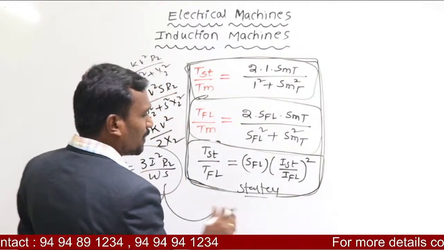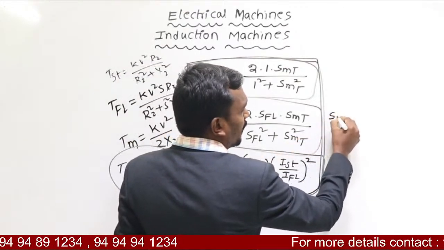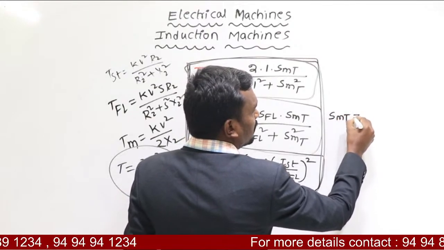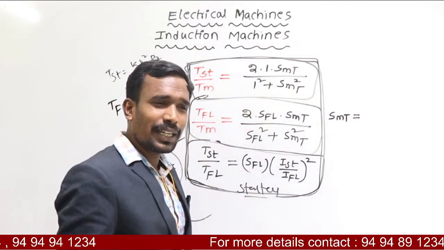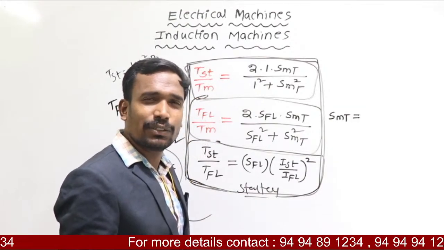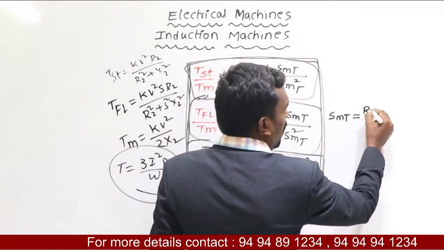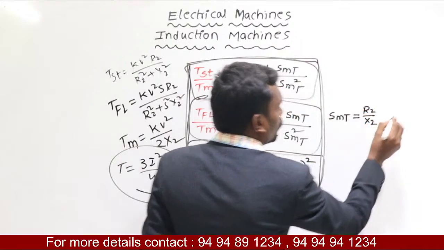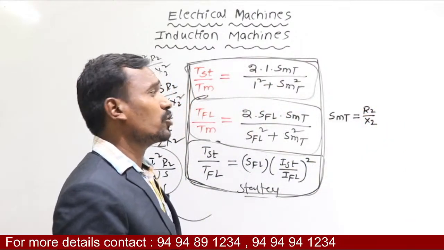I forgot one formula here. Of course, you know very well. The slip at maximum torque is equal to, can you tell me what is the formula? The slip at maximum torque is equal to R2 by X2.